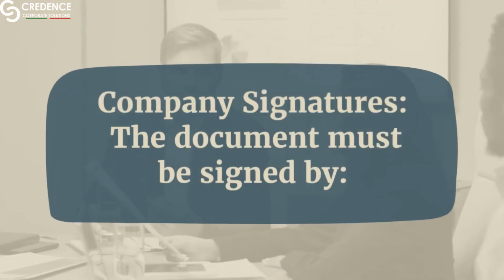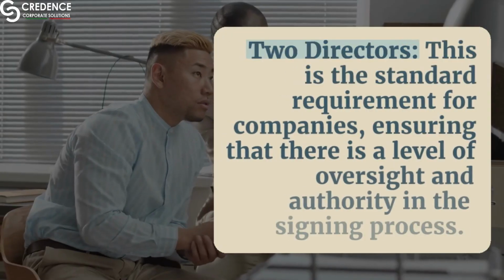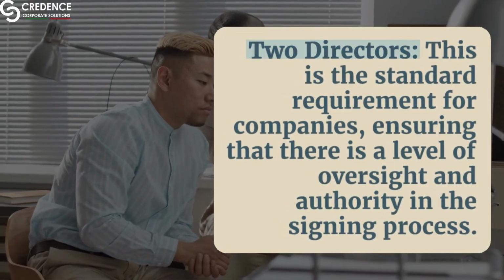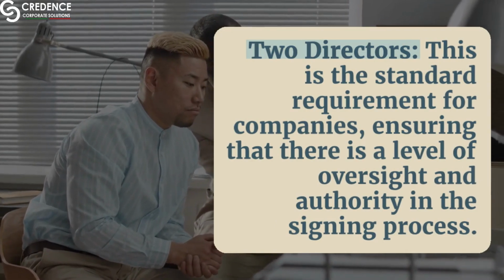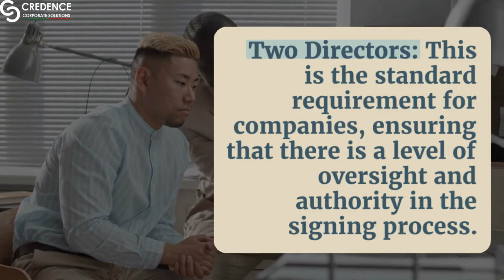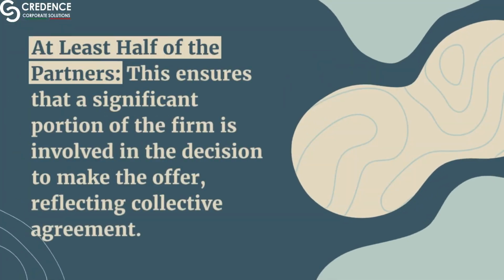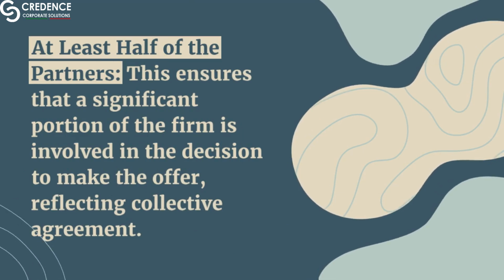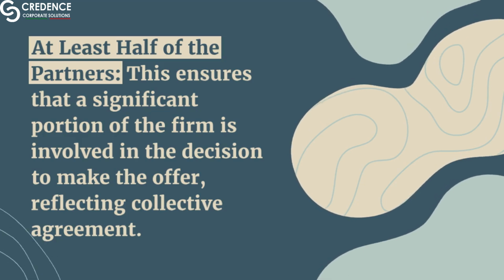Company signatures. The document must be signed by 2 directors. This is the standard requirement for companies, ensuring that there is a level of oversight and authority in the signing process. Firm signatures. If the offer is made by a firm, it is sufficient if the document is signed by at least half of the partners. This ensures that a significant portion of the firm is involved in the decision to make the offer, reflecting collective agreement.